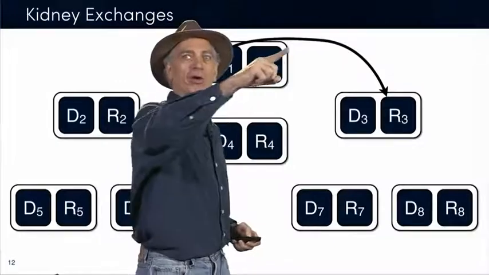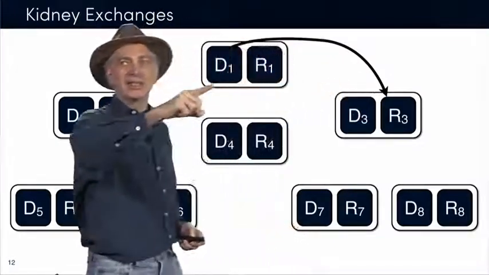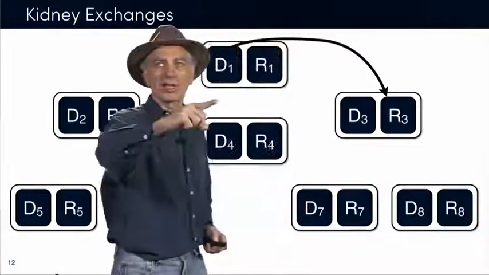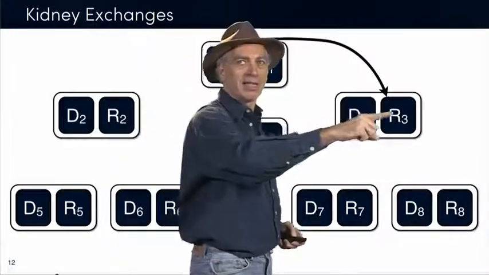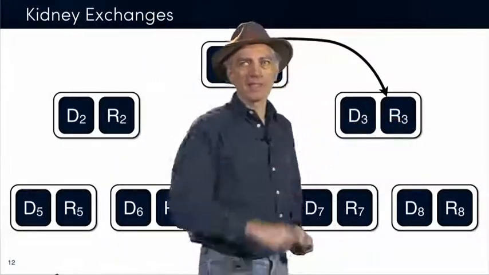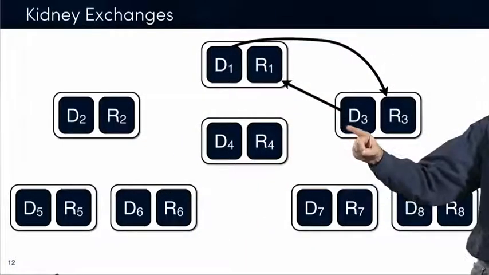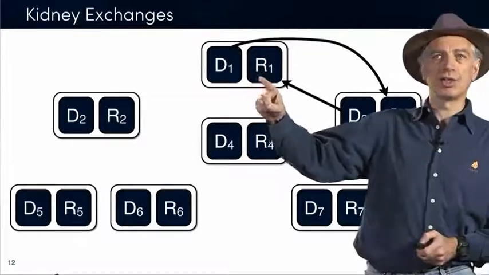And when I have an arrow here, it basically means that this donor is compatible with that receiver. So this donor can actually give her kidney to this person. And you're going to see another set of arrows here. So this particular donor here can also give a kidney to this receiver.